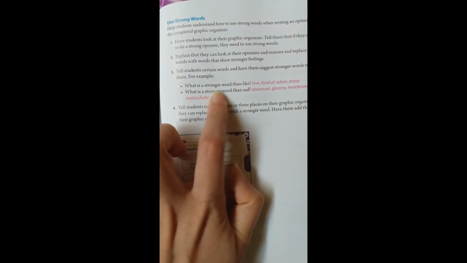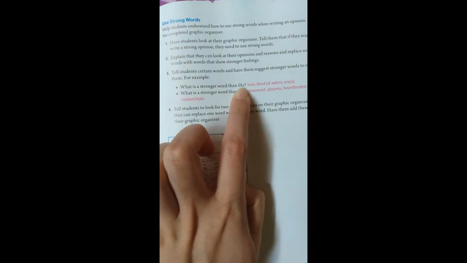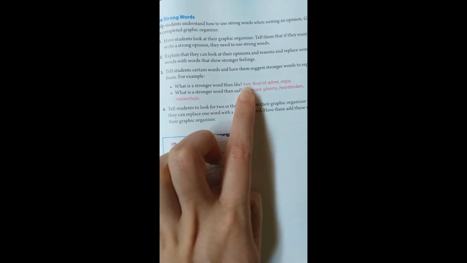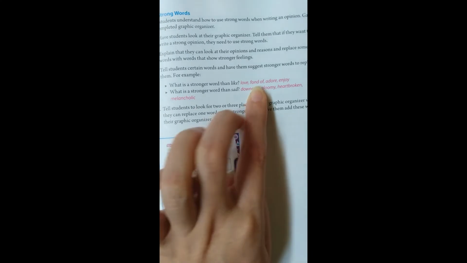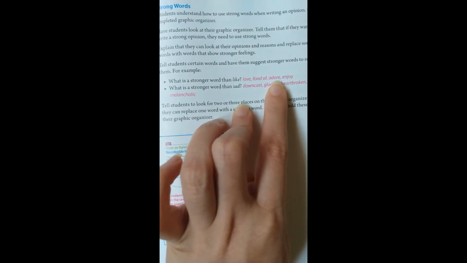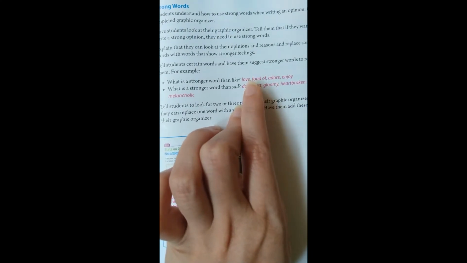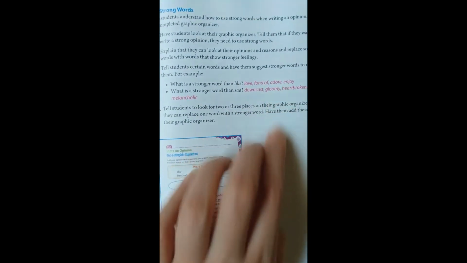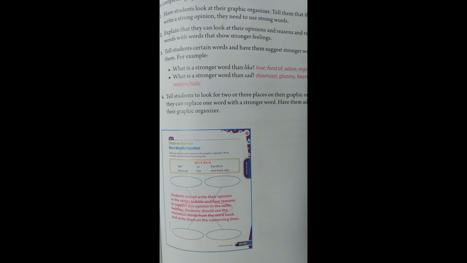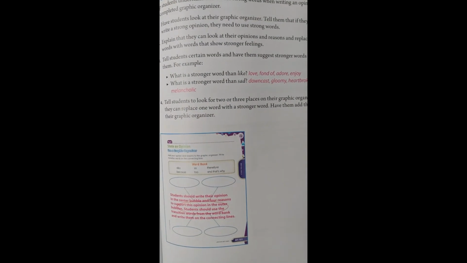Now, what would be a stronger word for like? Love is a good one. Fond of, that means you really like something. Adore, that's another way of saying love. And enjoy. So if you wrote about liking, let's say, a show, you could say, I really enjoy that show.